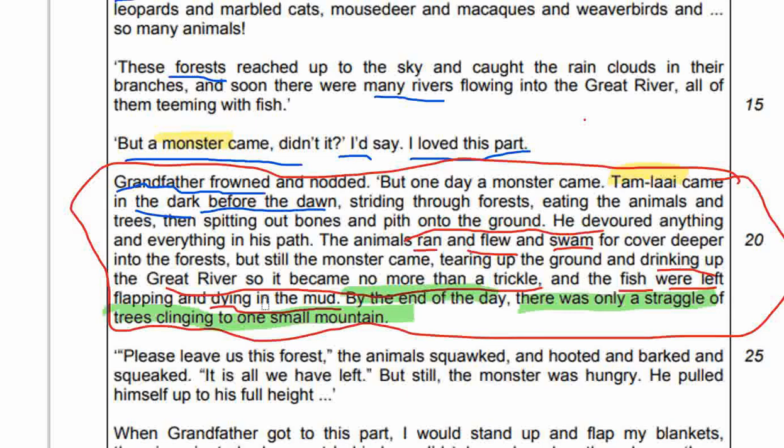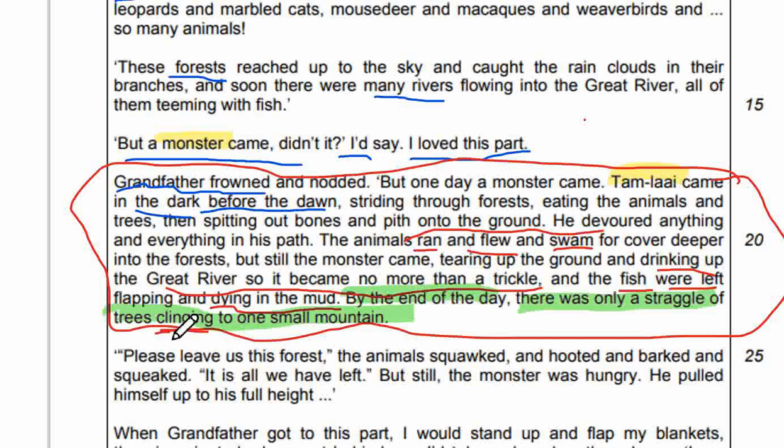So what is the meaning of the word clinging? From the story, you can see that the monster came, tearing up the ground and drinking up the great river. The fish were left flapping, and by the end of the day, only a straggle of trees clung to a small mountain. So the meaning of clinging is to hold on to someone tightly and refuse to let go. The trees clinging means they're trying not to fall down. So let's type the answer: the trees act like a person who holds on to someone tightly and refuses to let go.